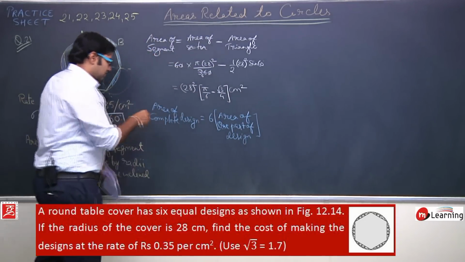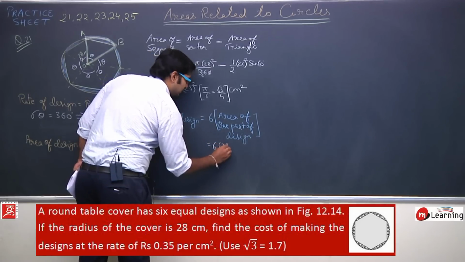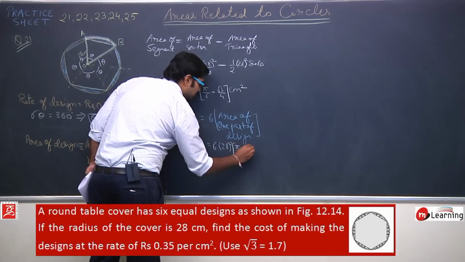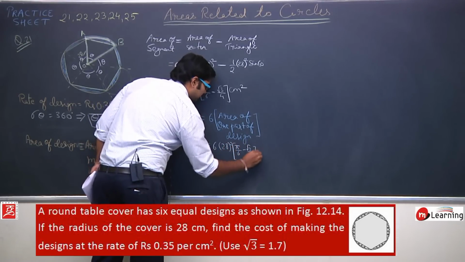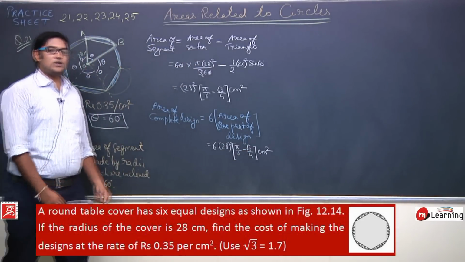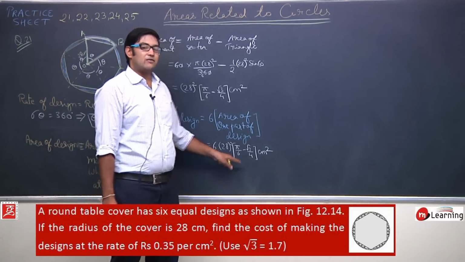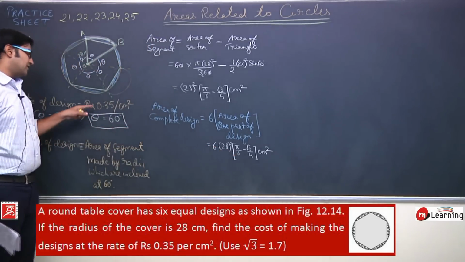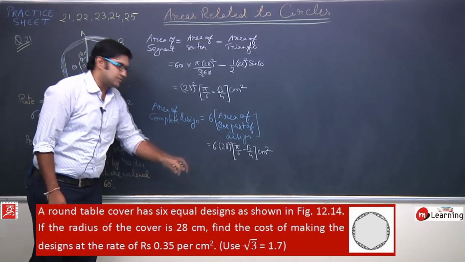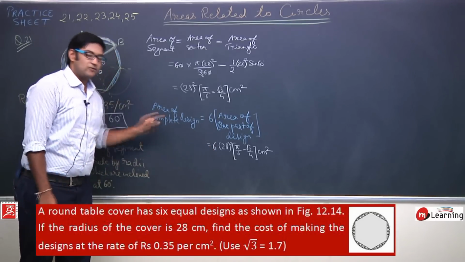So the area of the complete design will become 6 times 28 square root bracket pi by 6 minus root 3 by 4 centimeter square. This is the area. Now I need to design this much area, and what is the cost of designing? The cost of designing is rupees 0.35 per centimeter square. So my area is this much. So what will be the total cost? The total cost is simply the product of these two.